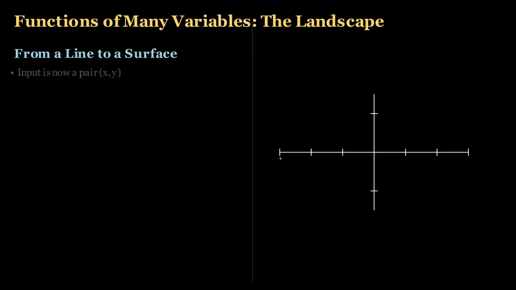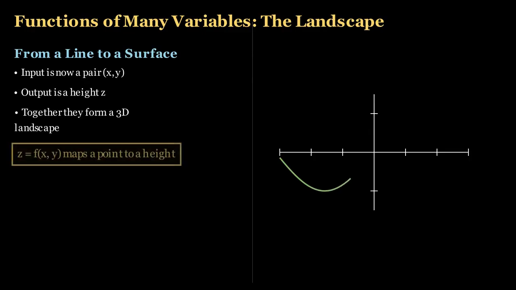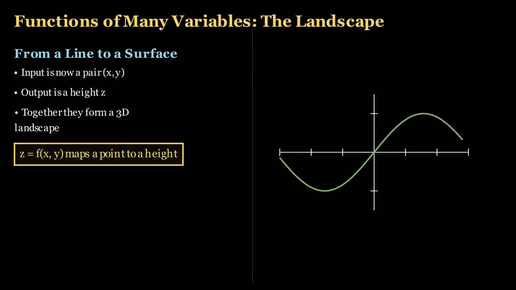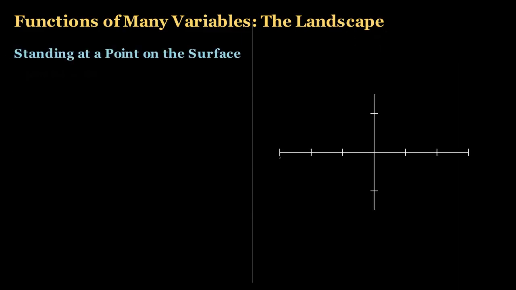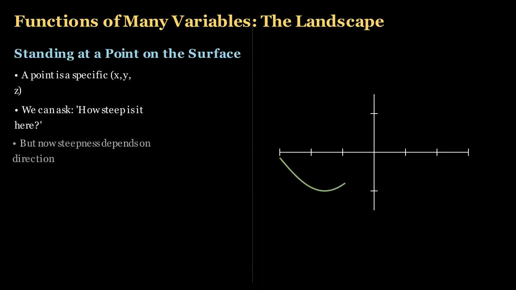We just felt the slope on a simple line. Now, instead of one input, we use two, like coordinates on a map. The output becomes a height, creating a surface we can explore. Think of the xy plane as the ground. For every point you pick, the function gives an elevation, turning the flat input space into a rolling 3D landscape. Pick any spot on this landscape. To understand its shape, we need to measure steepness. But unlike a simple line, the slope here changes depending on which way you turn.